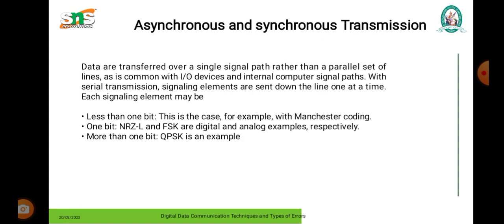And next one is asynchronous and synchronous transmission. Basically, the data are transferred over a single signal path rather than a parallel set of lines, which is common with input output devices and internal computer signal paths. With serial transmission, signal elements are sent down the line one at a time, and each signal element may be less than 1 bit or more than 1 bit. Less than 1 bit is an example of Manchester coding, 1 bit is an example of NRZ-L and FSK, digital and analog signals, and more than 1 bit is an example of QPSK.